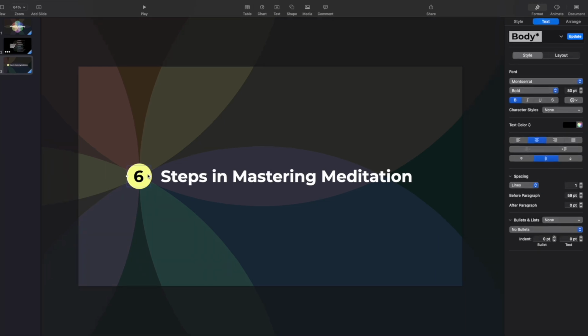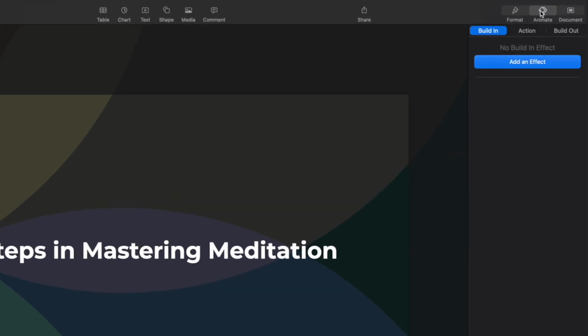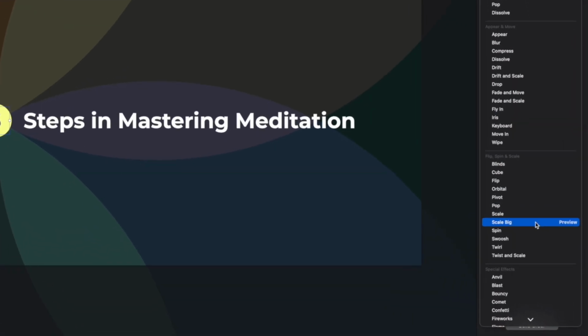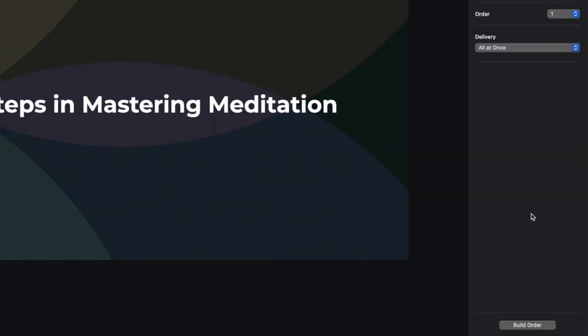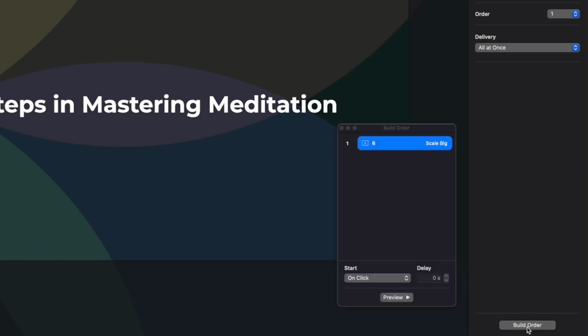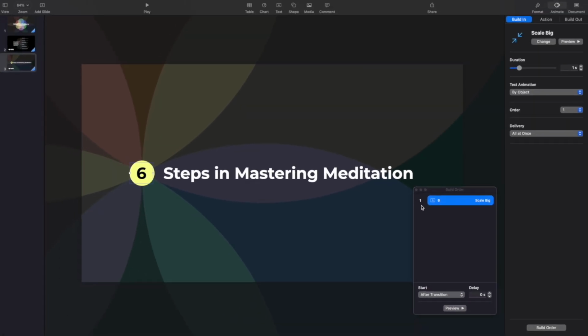Select the number and go to animation, then set build and effect to Scale Big. Then go to Build Order. Change the start to After Transition. Done.